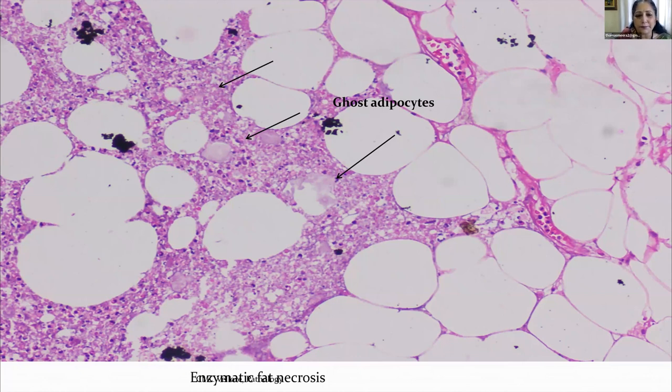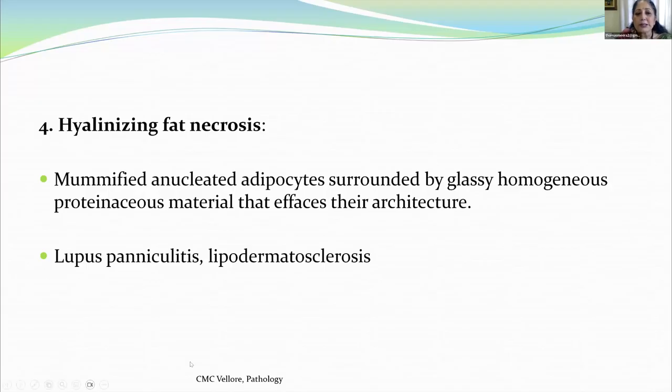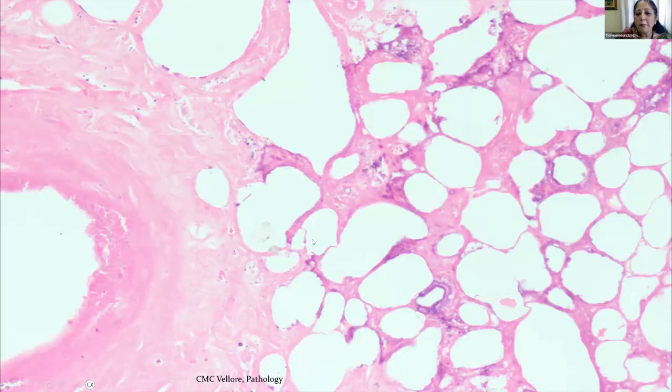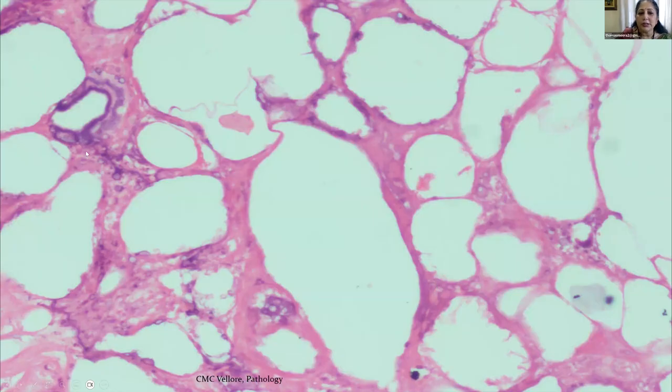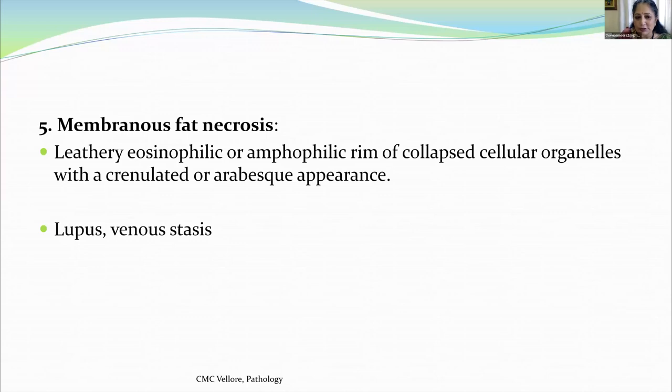The fourth type is hyalinizing fat necrosis, seen in lupus or lipodermatosclerosis, where you have mummified anucleated adipocytes surrounded by a hyalinized glassy eosinophilic material. You can also have foci of calcification, like you see here. It's a higher power of the same. So that is hyalinizing fat necrosis.